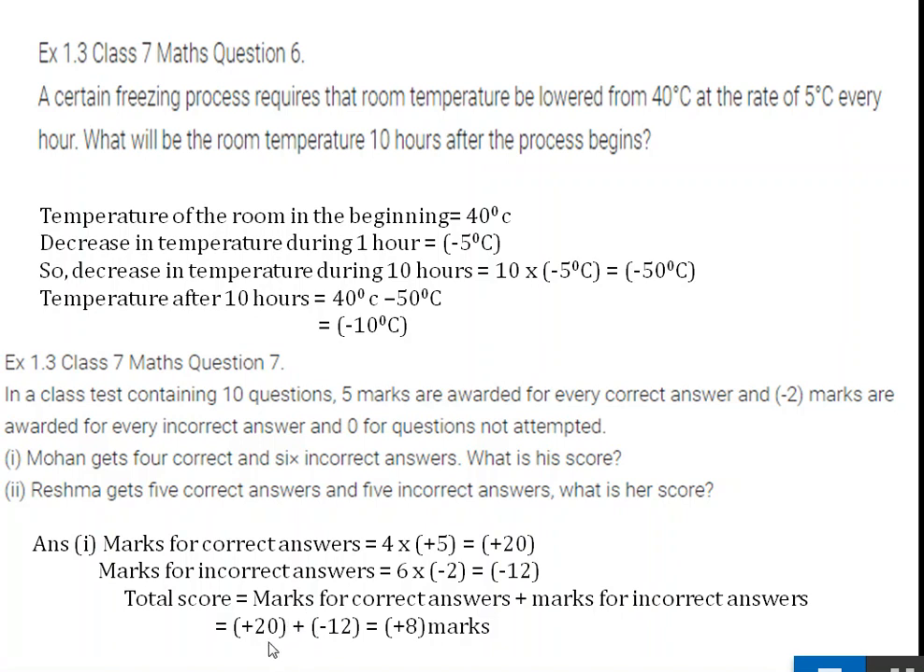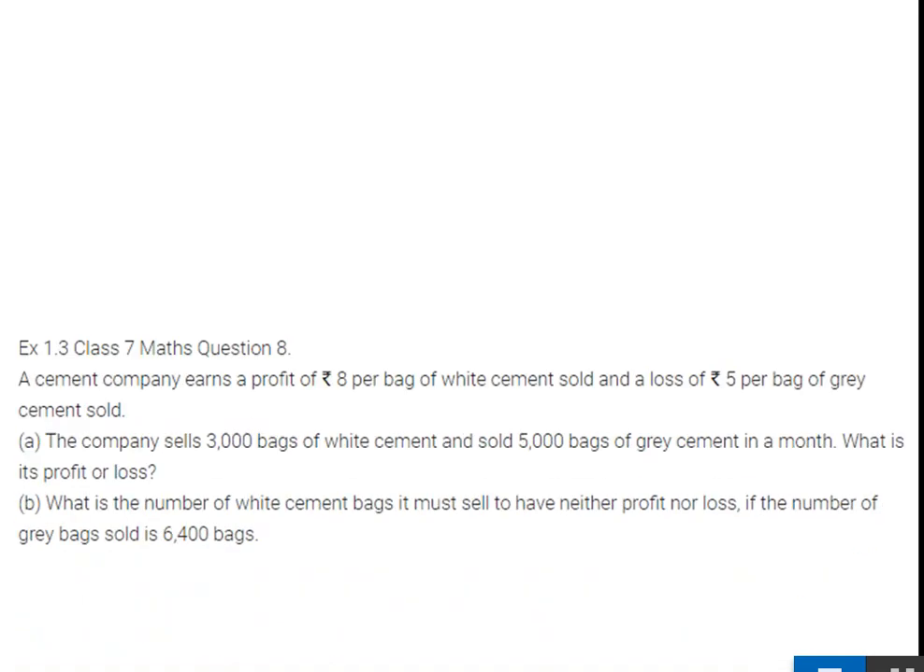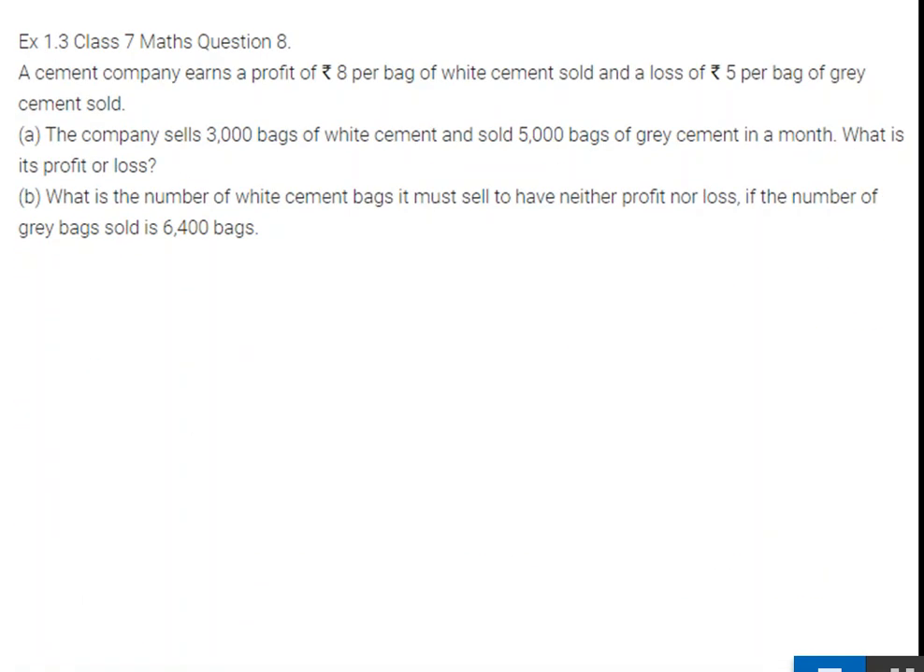Addition rule. One number is positive, the other number is negative. You will subtract and give the larger number sign. 20 minus 12, 8. Larger number sign, positive. So the total final mark is positive 8 marks. Hope it is clearly understood. This is an important question in your textbook.